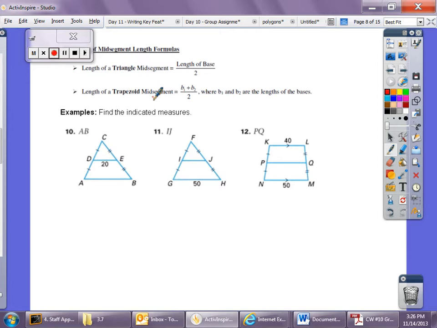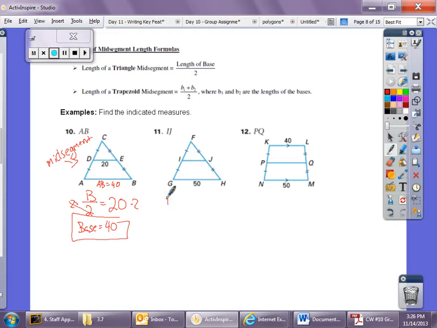So we want to find AB. So in this triangle, we have a triangle. This is the mid-segment. So we know that the base divided by 2 is going to equal 20. Well, the base equals, multiply both sides by 2, 40. So AB is 40.